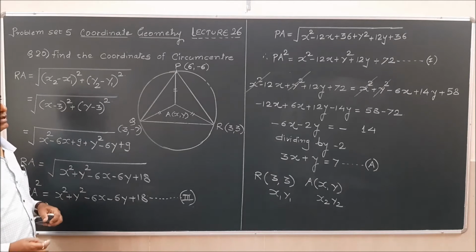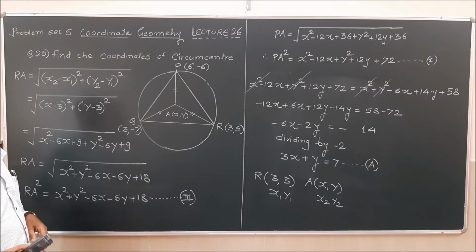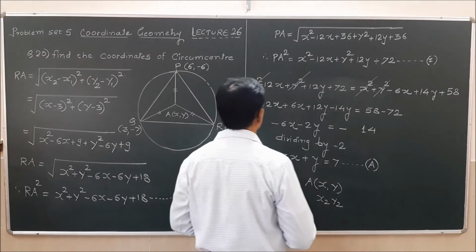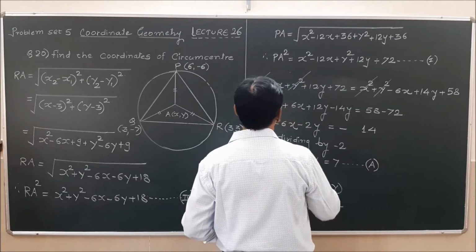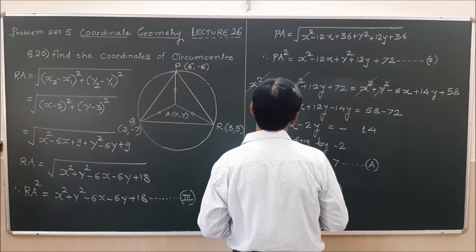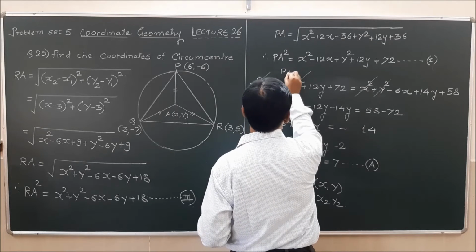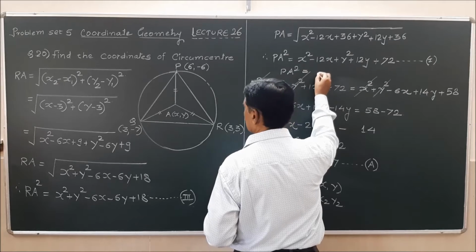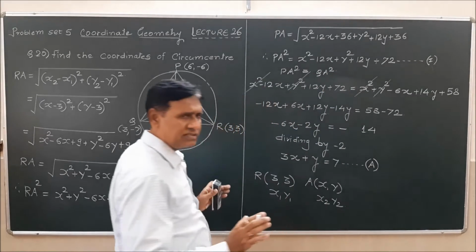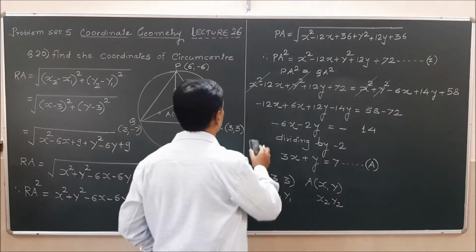Now again I will equate these two equations: PA square is equal to RA square. In this case, I have already taken PA square is equal to QA square. The same way now, what I take now is PA square is equal to RA square.